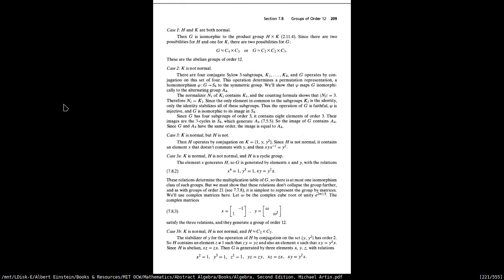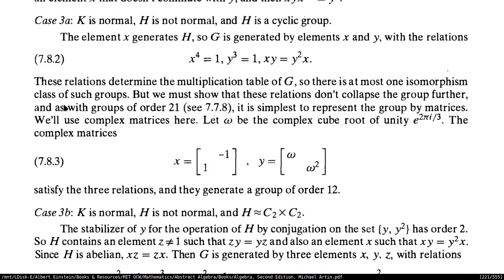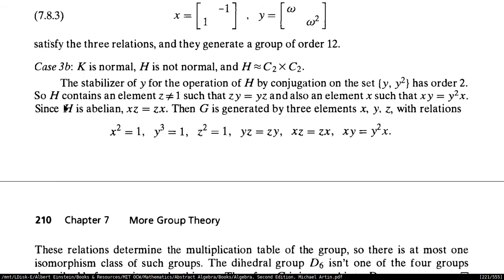Okay. So case 3b is when K is normal, H is not normal, and H is isomorphic to Z2 cross Z2, the Klein four group. The stabilizer of Y for the operation of H by conjugation on the set Y squared has order 2.